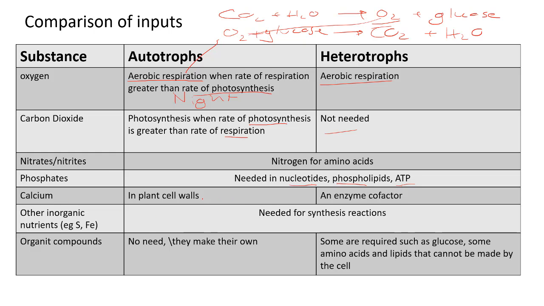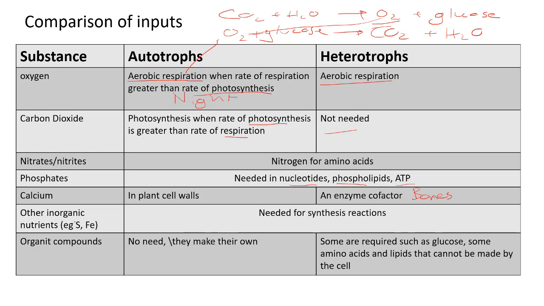Calcium, plant cell walls need it. It's also in heterotrophs. We need it as a cofactor for enzymes, to help enzymes. We also need it if we're a vertebrate. We need it for our bones. Okay, so you could also say that we need calcium for bones.